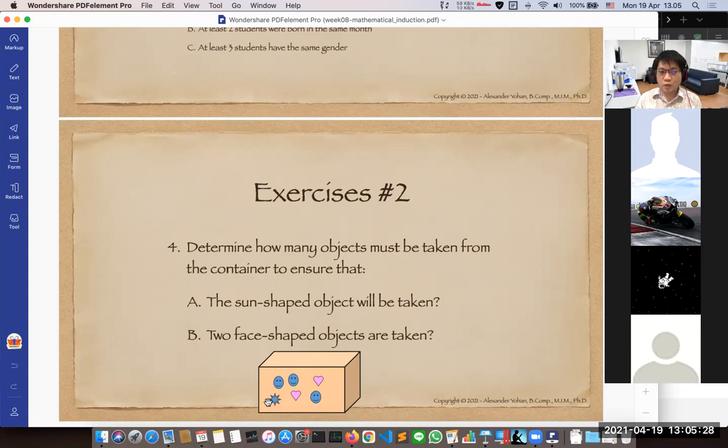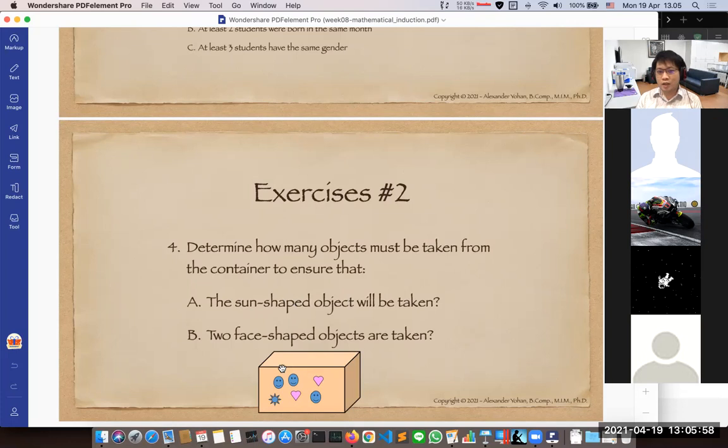So in this case, what is the total number of the other objects? We have 5, right? So we have 5, and then next we need to take the sun shape. How many sun shape do you want to take? 1. 5 added by 1, so you need to take 6 objects, so that you can be sure that the sun shape object will be taken. So we have to take at least 6 objects, right?